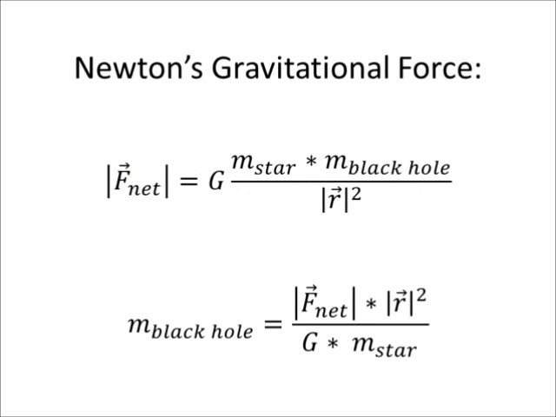The computational model successfully predicted the mass of the black hole when using Newton's gravitational force equation, which is that the magnitude of the net force is equal to the gravitational constant, which is 6.7e-11, times the mass of the star, times the mass of the black hole, all divided by the magnitude of the position vector squared. Because our unknown is the mass of the black hole, the equation is rearranged, and when calculated, this gives us a mass for the black hole equal to 2.202e31 kilograms.